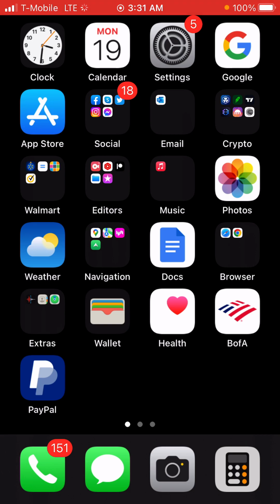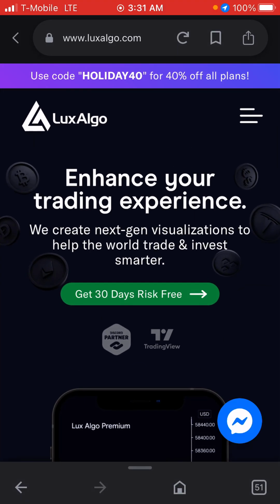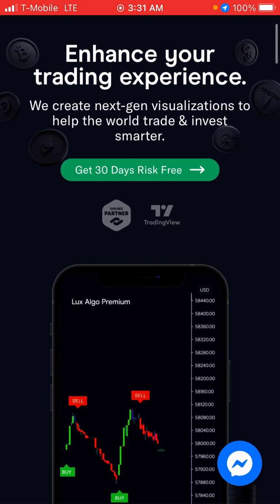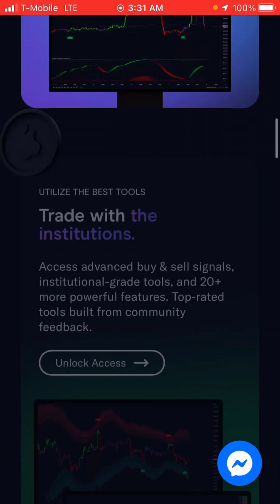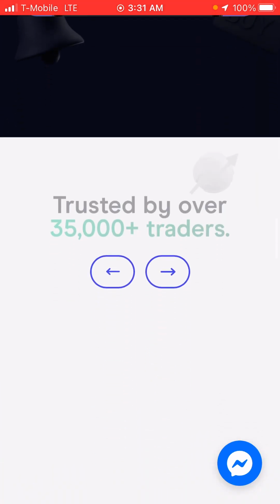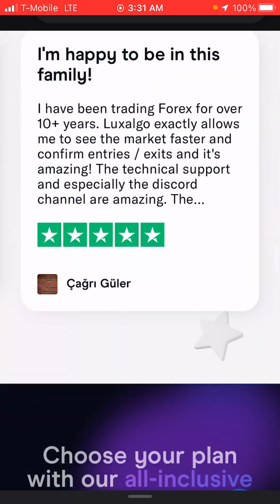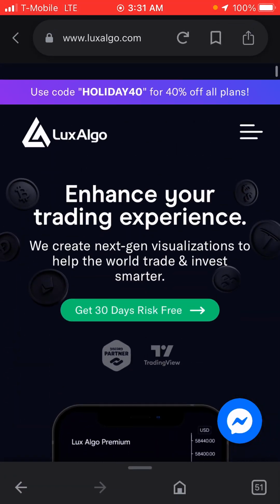Yesterday I talked about using the Lux Algo indicator, and these are paid indicators. Let's go to the website here. You have to pay a monthly or a quarterly payment to have these indicators, but to me, they're well worth it.